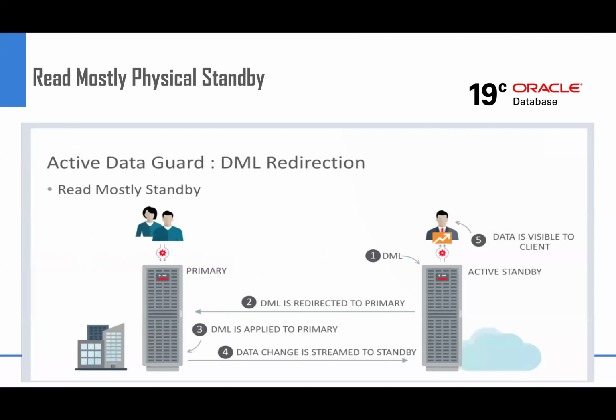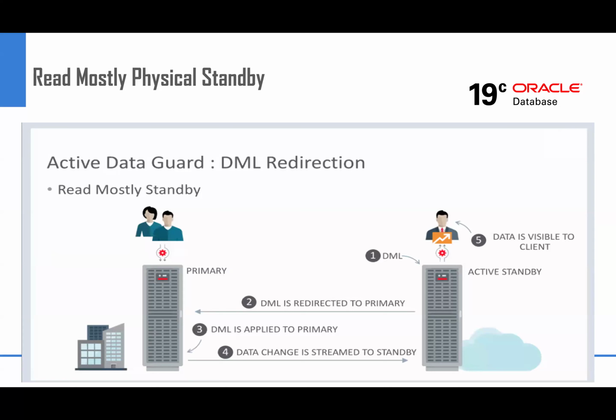So now I can do DML on my Active Data Guard. Keyword is active, so you do have to have a license for Active Data Guard. And I can do insert, update, and delete on my Active Data Guard. The way it works is that the DML I do on my active is actually going back to my primary, and the primary is doing the insert, update, delete. That insert, update, delete is applied at commit, and the redo changes are sent back to the standby, and then it's made visible back to the client.